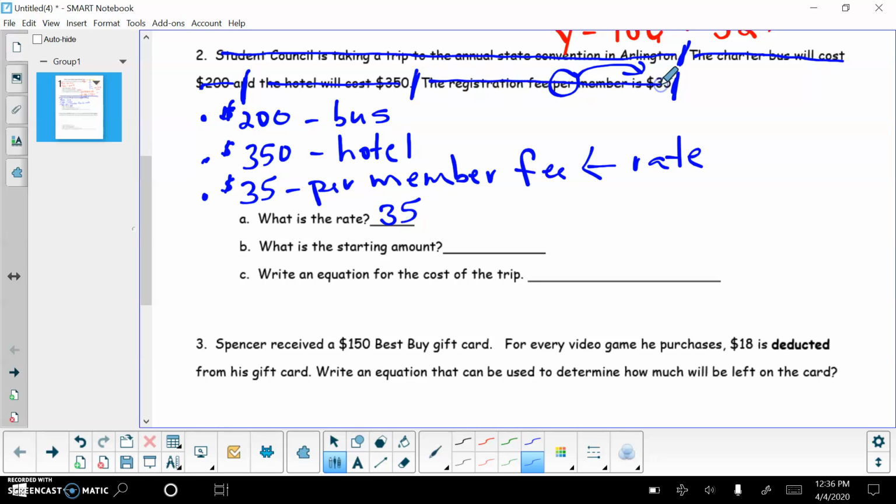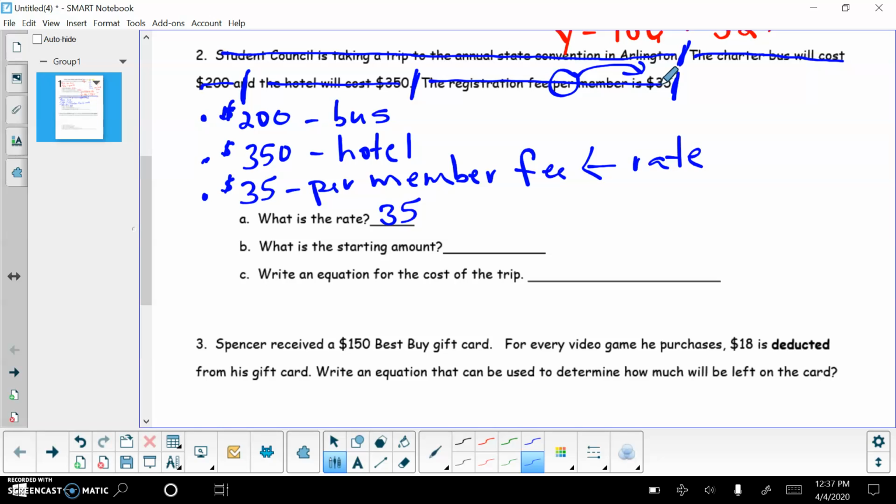Once you finish writing down all your important information, you should actually be able to go back and just by looking at what you wrote down, sort of summarize the problem. I know that the bus was $200, the hotel was $350, and $35 per member was my registration fee, and that's my rate. So that has all the information on there.